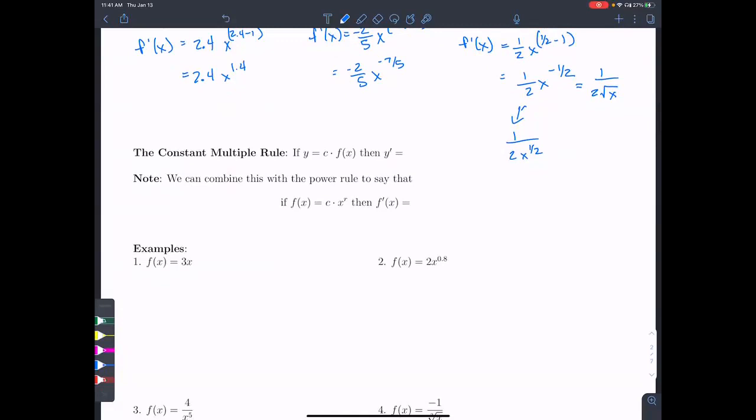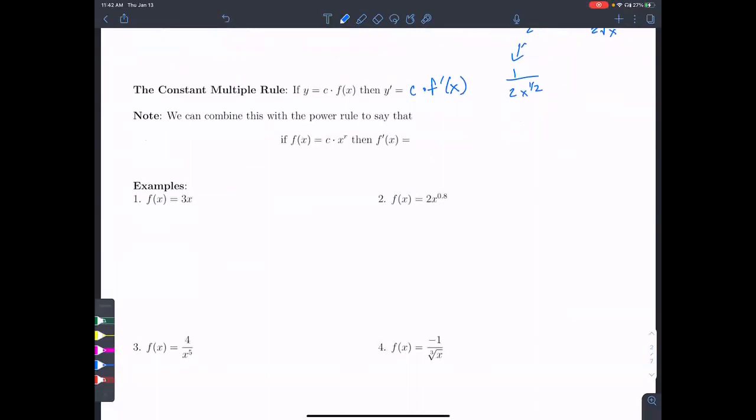The constant multiple rule. So if you have a constant times a function, then you can basically just ignore the constant and take the derivative of f still. So when you're doing that with the power rule, if you have a constant times x to the r, it's going to be the constant times r x to the r minus 1. So exponent down front still, decrease it by 1, still just ignore that constant in front.